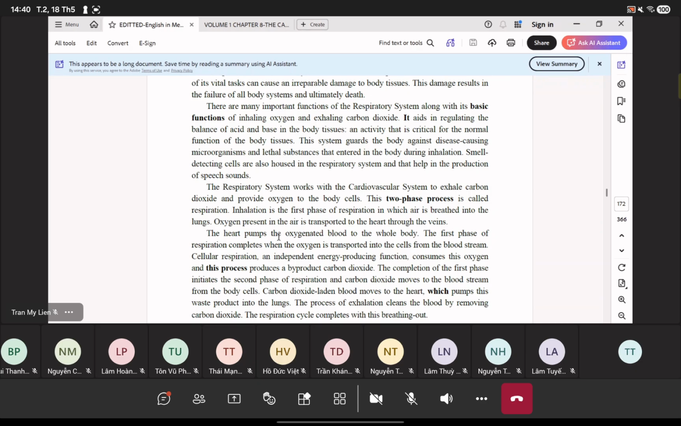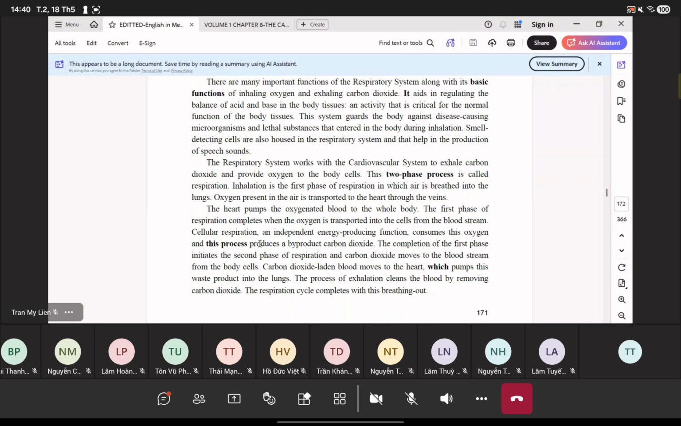The completion of the first phase initiates the second phase of respiration, and carbon dioxide moves to the bloodstream from the body cells. Carbon dioxide-laden blood moves to the heart, which pumps this waste product into the lungs. The process of exhalation cleans the blood by removing carbon dioxide. The respiratory cycle completes with this breath out.